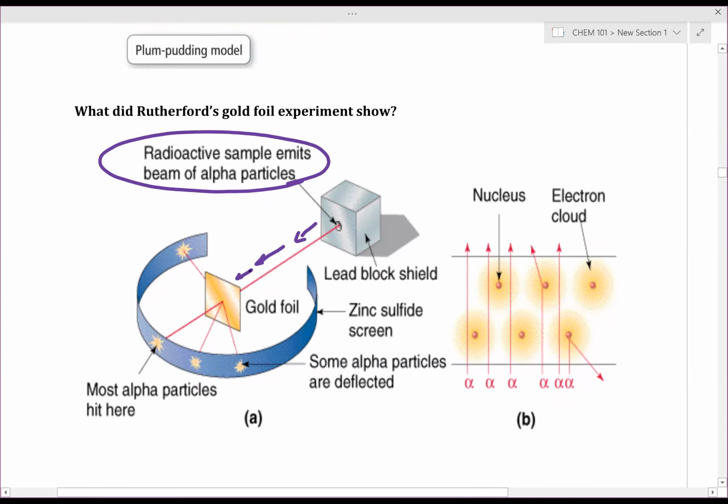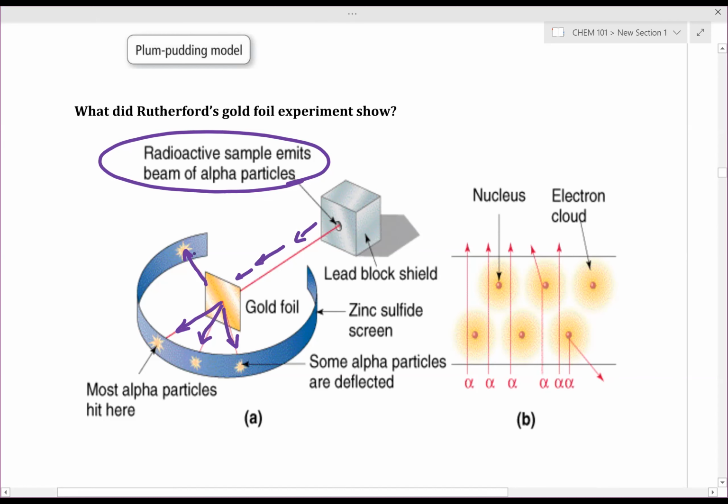Okay, now, we're also observing, and we have a detector that will measure the locations that the particles deflect when they hit the gold foil. Everyone okay so far? So we're looking at how these particles deflect when they impact gold foil.